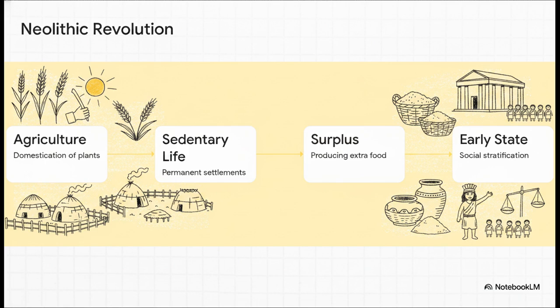Well, you have to stay in one place to tend those crops, right? So that creates sedentary life and permanent settlements. Step 3. For the very first time in history, humans produce a surplus, literally more food than they need to survive. And Step 4. That surplus has to be controlled. This naturally creates the haves and have-nots, leading straight to social stratification and the formation of early states.